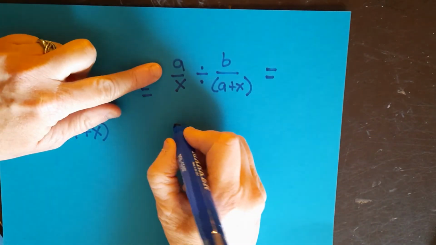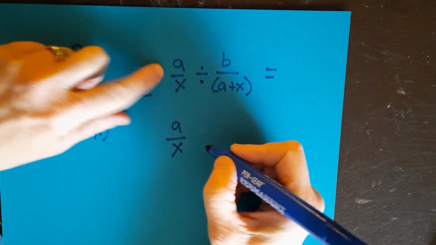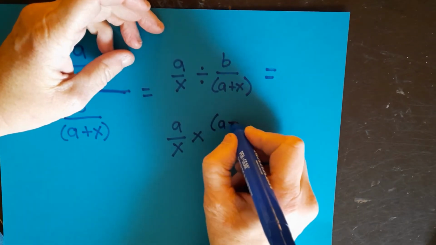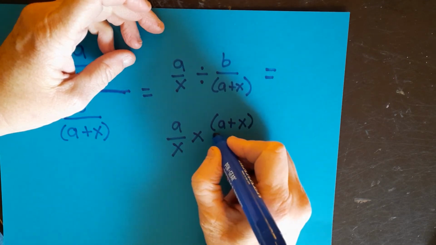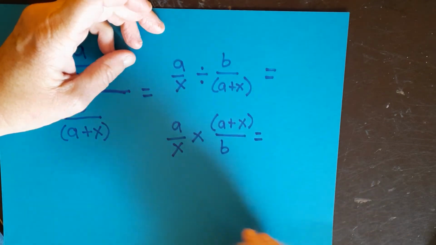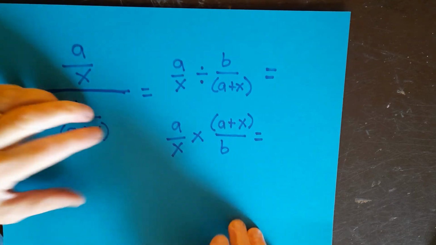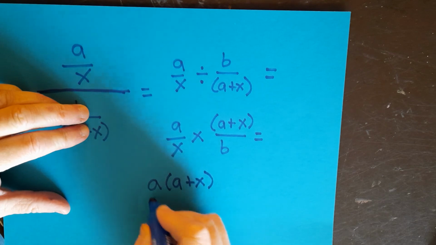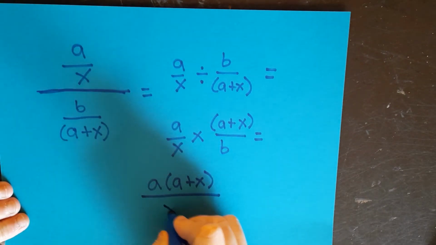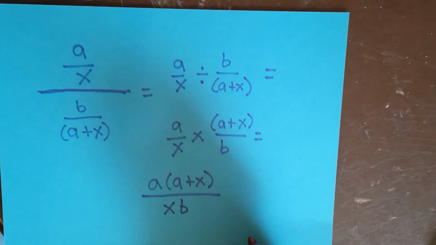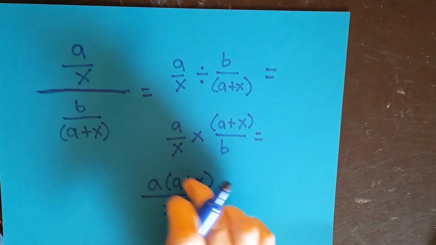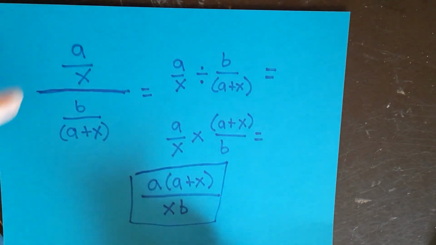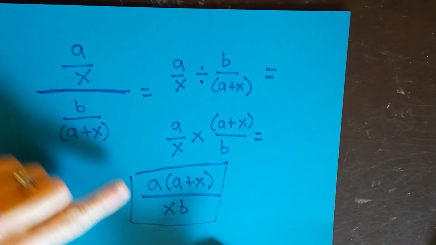How do we solve that? You know how to do this. A over x multiplied by this reciprocal, which we put the numerator and the denominator on opposite sides. Now we can solve it. We can multiply a times a plus x, which equals this, all over x times b. And I think we can go ahead and leave it. Yeah, we don't have to multiply this out as a distributive property. We can just leave it like that. So that's your answer. That's this fraction becomes this.